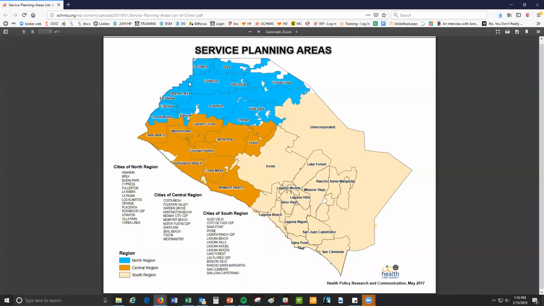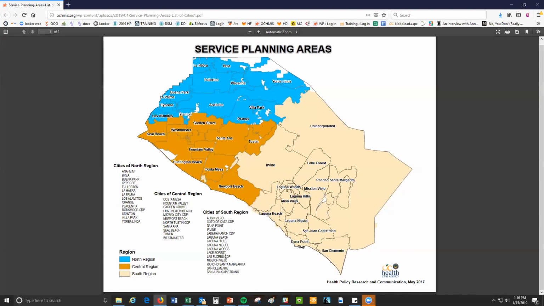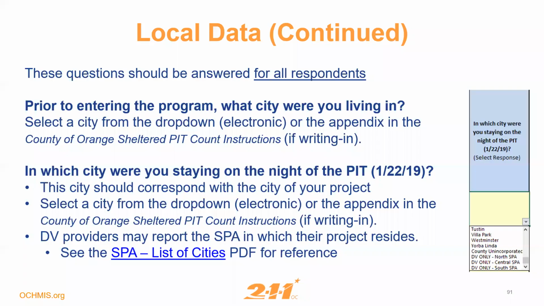So I'll show you what that looks like. So this shows you the different SPAs and then which cities are associated with each SPA. So for example, if you have your project located in Ladera Ranch CDP, you would choose the South SPA. So that is the last question for the PIT answer form.